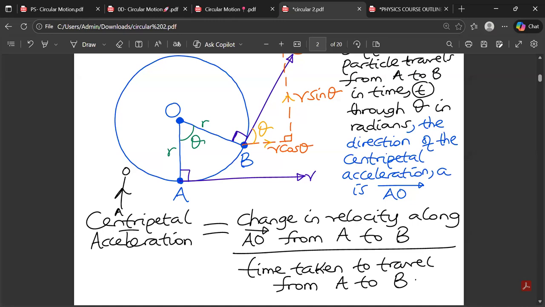Remember, we have two components. Velocity at A has both the horizontal and vertical components. Then the velocity at B is also having the vertical and horizontal components. Which components are we really going to consider?